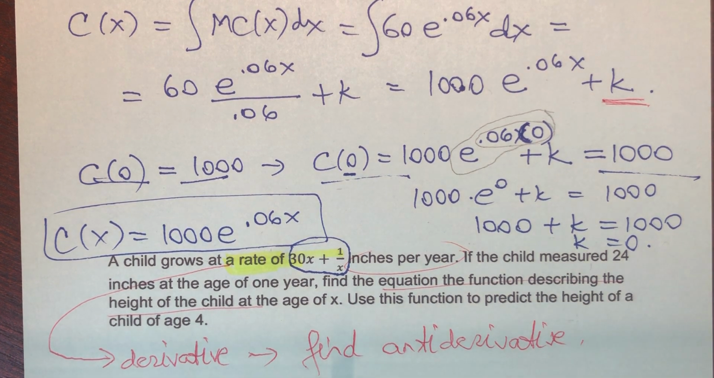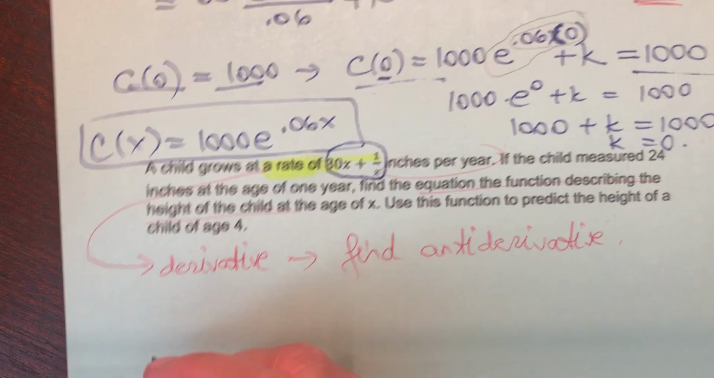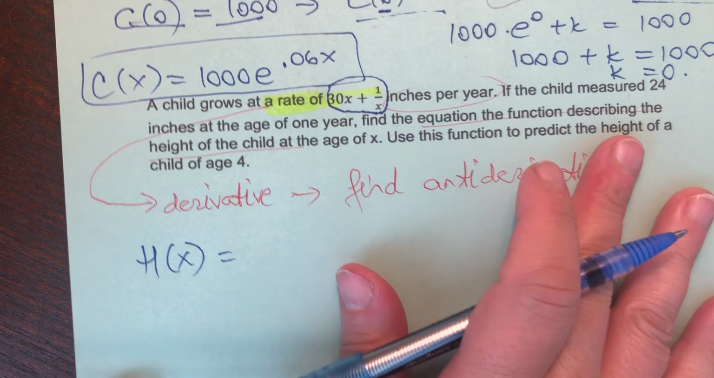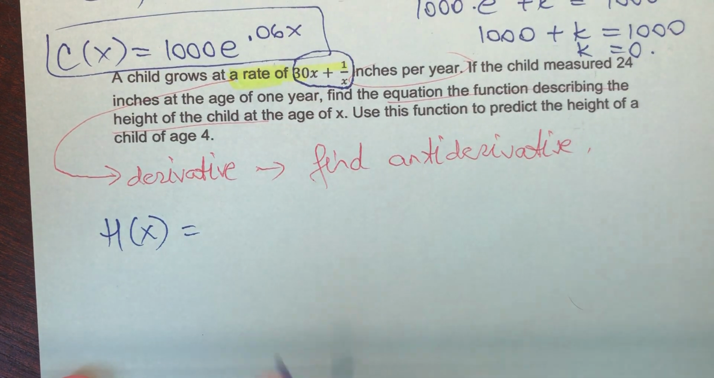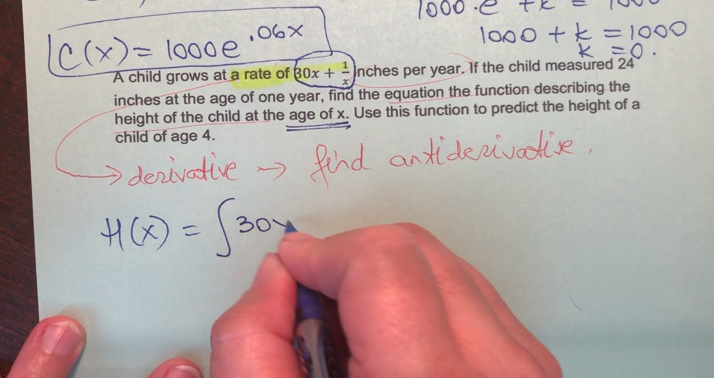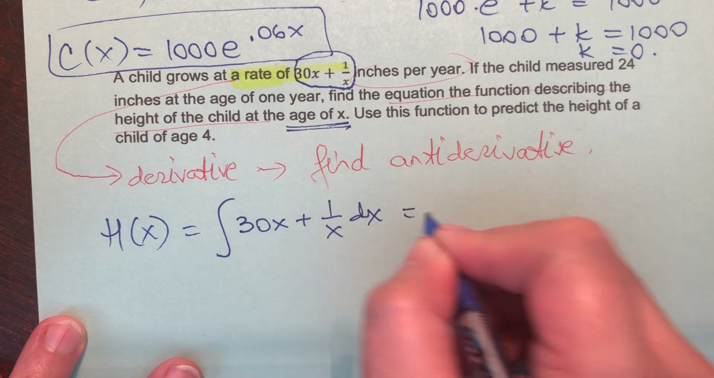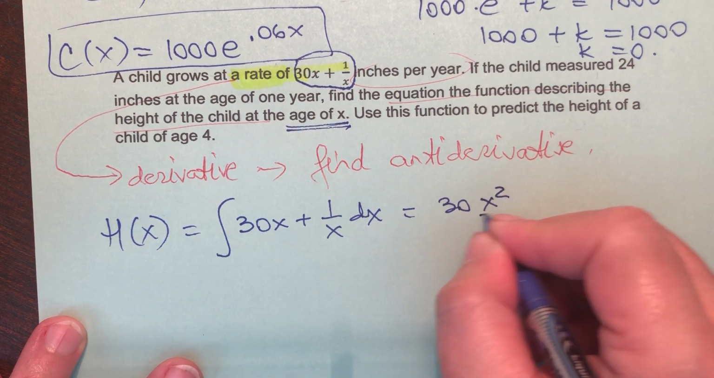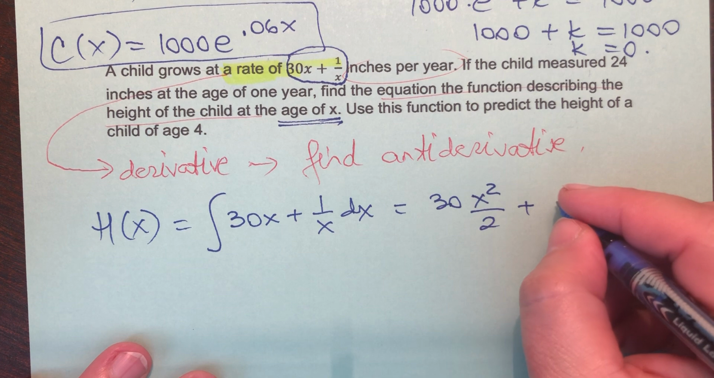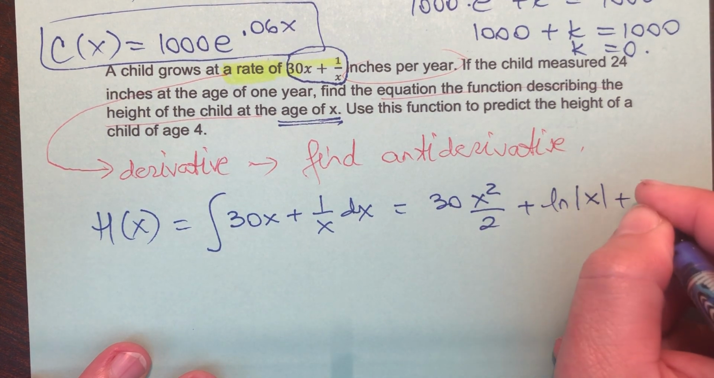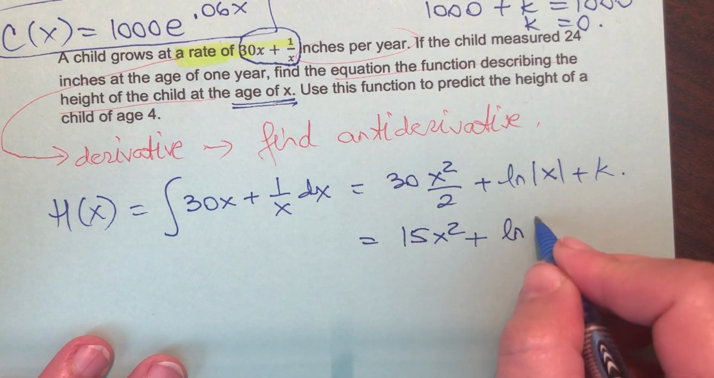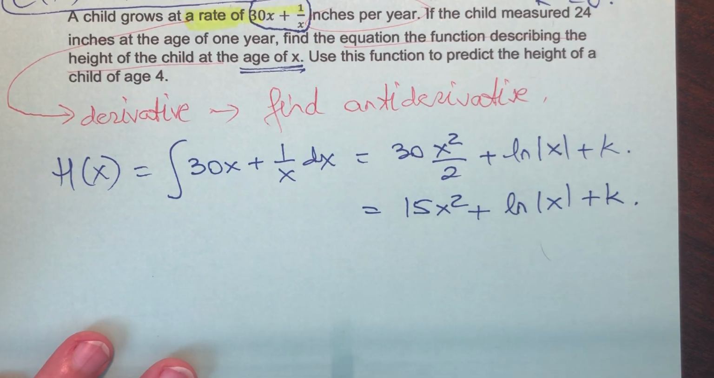So the height, make it a function if you want, h of x. Again, since it was time, I should have put a t variable rather than an x, but it says h of x, so the height at the age of x is the antiderivative of its growth rate. So that's 30 times x squared over 2, plus, by now we know what section we're on, the antiderivative of 1 over x, which is the ln of x. Sure enough, I can fix this a bit. And there it is.